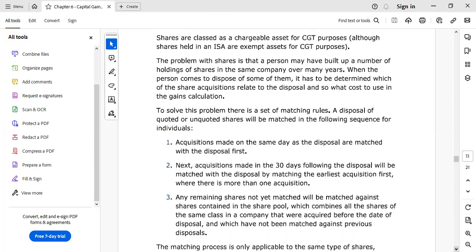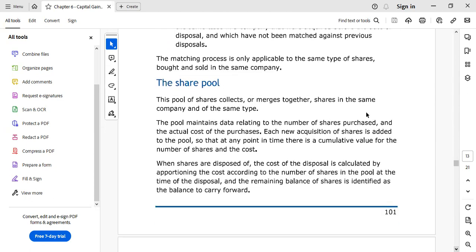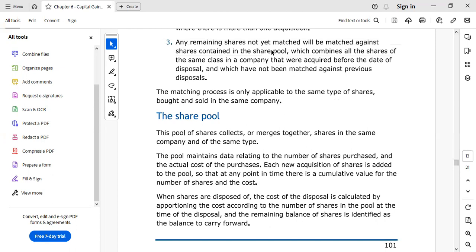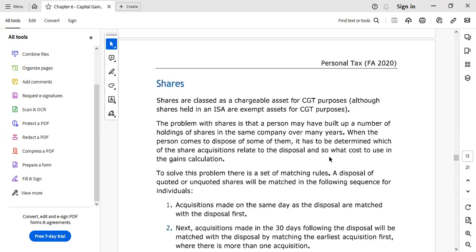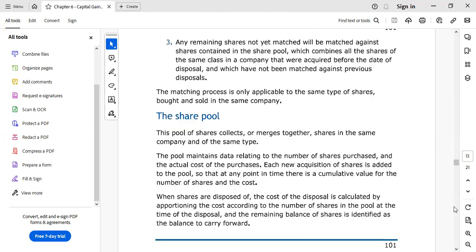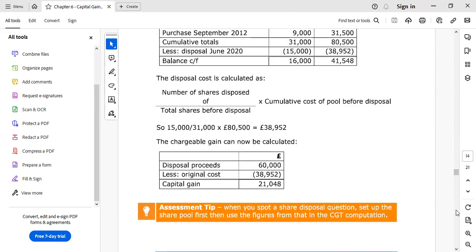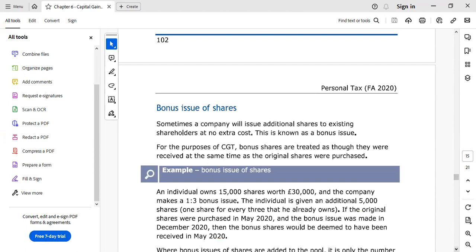Any remaining shares not yet matched will be matched against shares contained in the share pool, which combines all the shares of the same class in a company. We will see an example and it will be more clear. So this matching principle we have to look at as well. This example, the Terry one, we have just done, and the next one is bonus issue of shares.